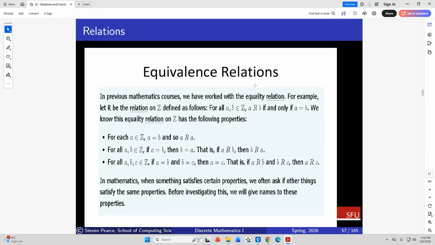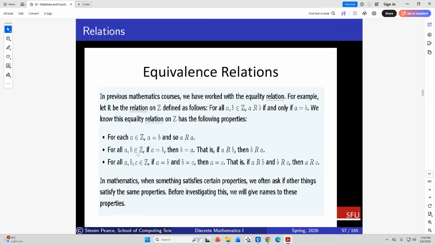An equivalence relation in mathematics: we have worked with the equality relation. For example, let R be the relation on the set of integers defined as follows. For all A, B that are integers, A is related to B if and only if A equals B. We know this equality relation on integers has the following properties. For every integer, A equals A, so A is related to A. Reflexive. Okay, it's definitely reflexive.